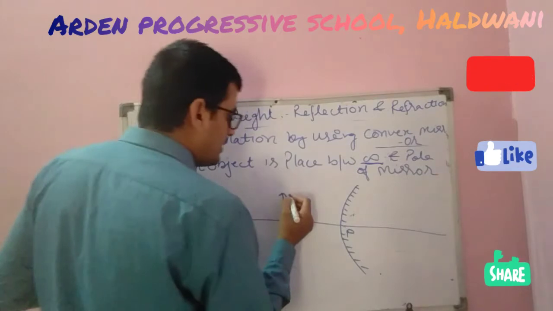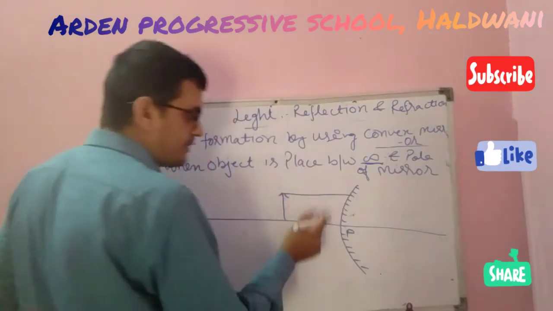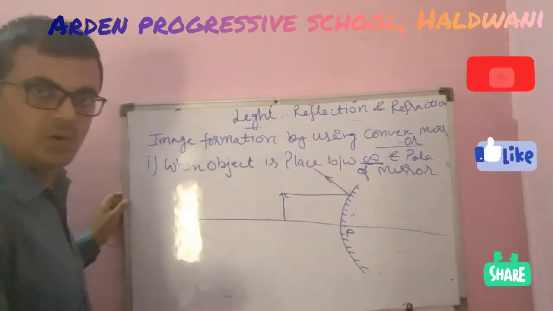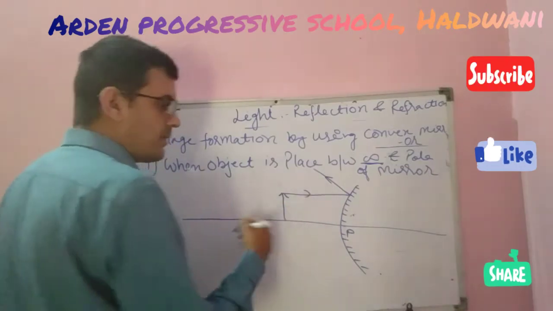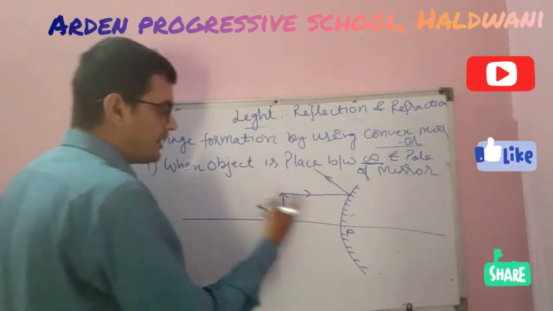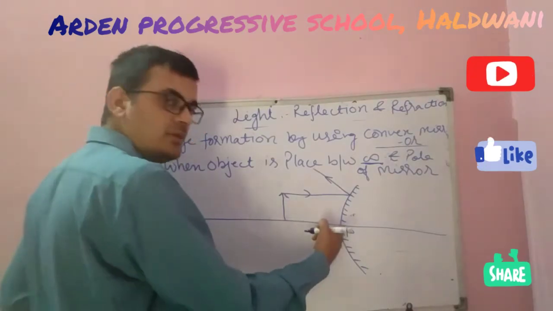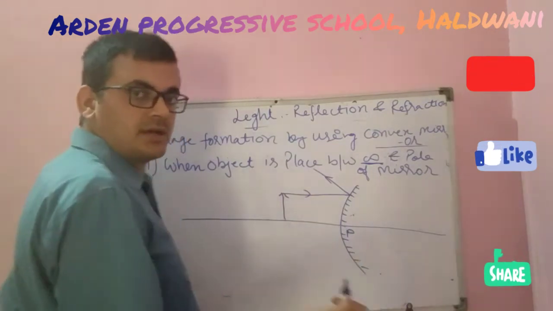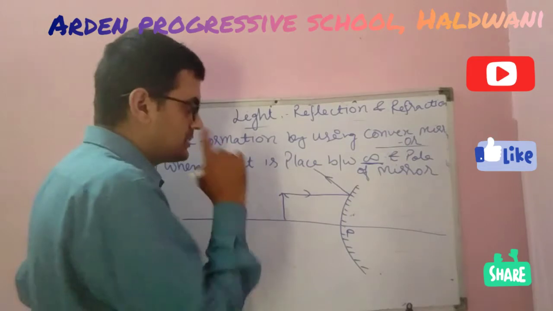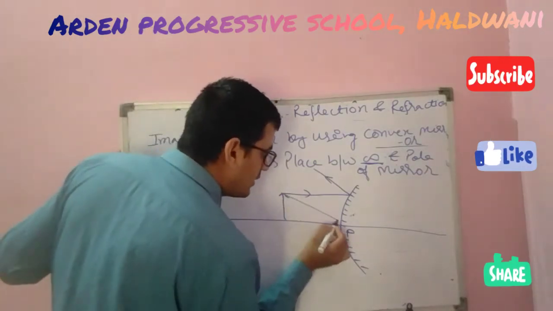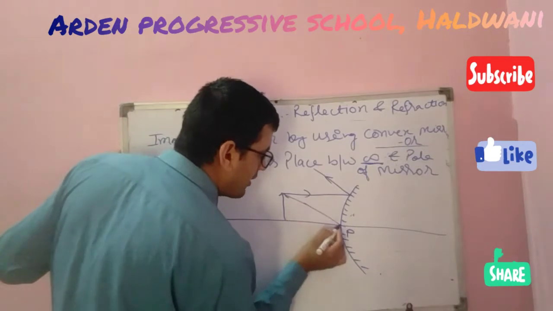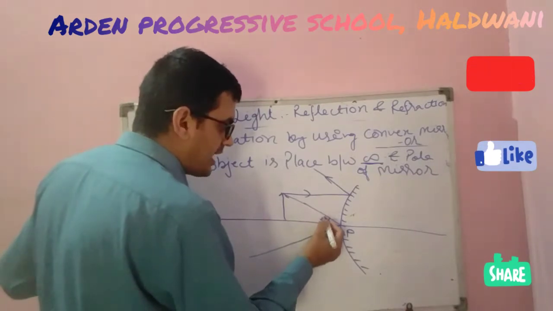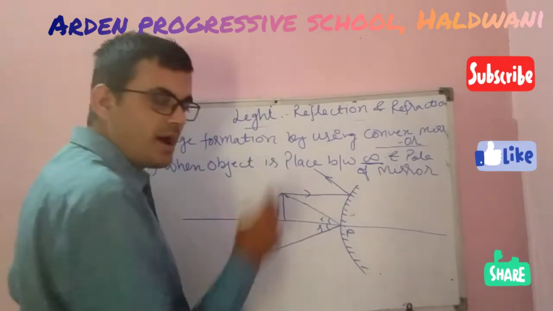So what will happen? The ray of light coming parallel to the principal axis will be reflected like this. I have already told you what happens when a ray of light travels parallel, directly towards the pole, or through the center of curvature. We have already discussed these cases. If one ray is coming towards the pole like this, it will be reflected by the same angle. If this angle is I, this angle R will also be equal to I.